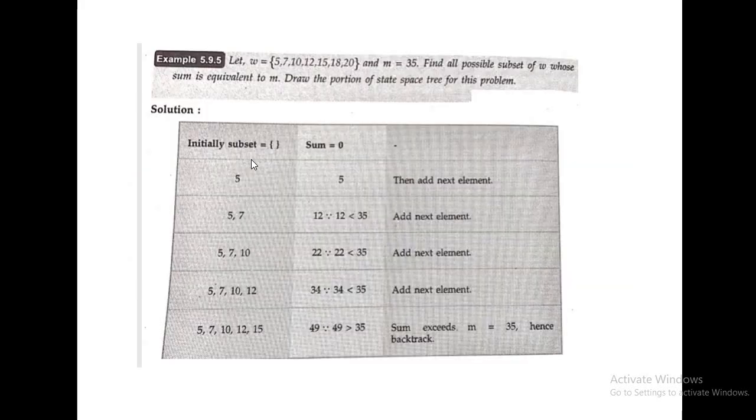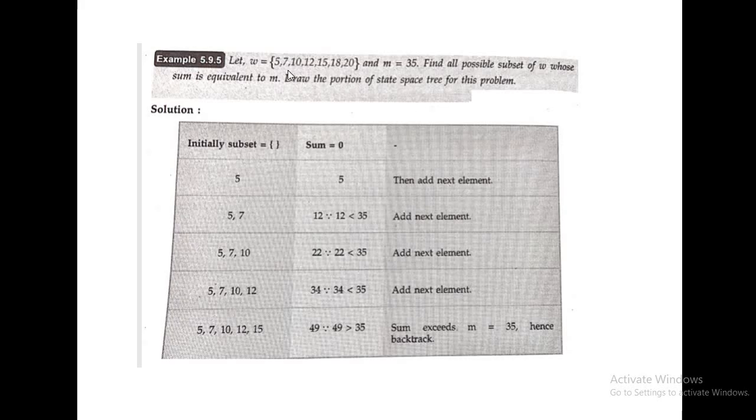Consider another example. Let W equal 5, 7, 10, 12, 15, 18, 20. So our positive integer is m equal to 35. So find all the possible subsets of W whose sum is equal to this m. First, I initially take the value 5. Then add the next element.